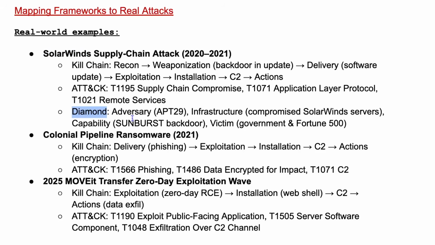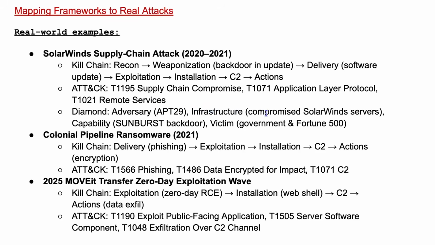And finally, the adversary themselves. So the adversary, or excuse me, the Diamond Model framework analysis. We have the adversary themselves, which is APT29. So you can actually find that group in MITRE and see what they've done and what software they've used, etc.